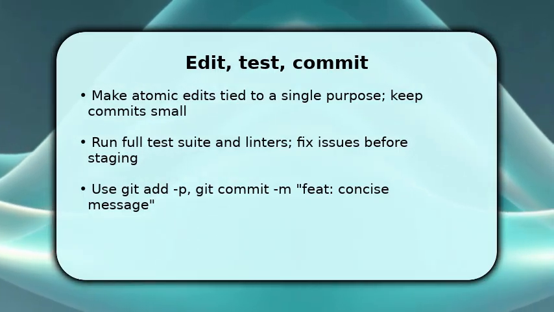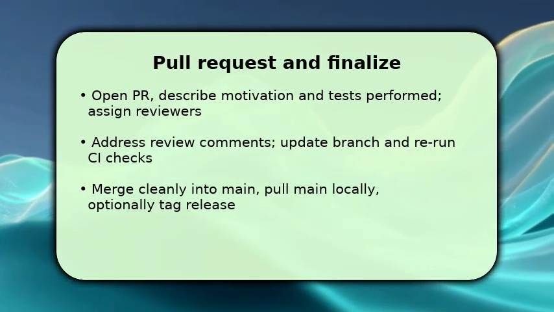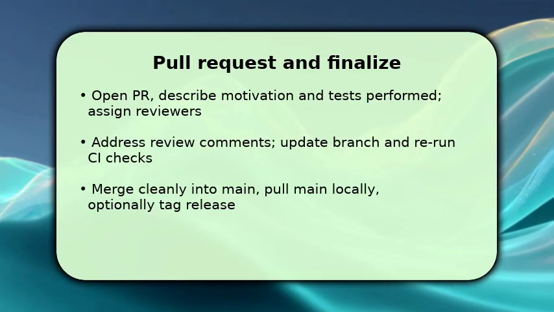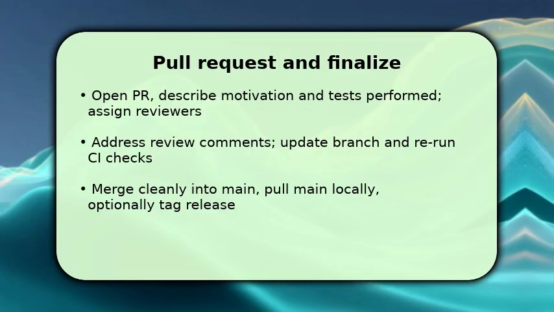You open a pull request and explain why the change matters plus what you tested. This helps reviewers focus. Once reviewers give feedback, iteratively address comments, push updates, and let CI rerun.